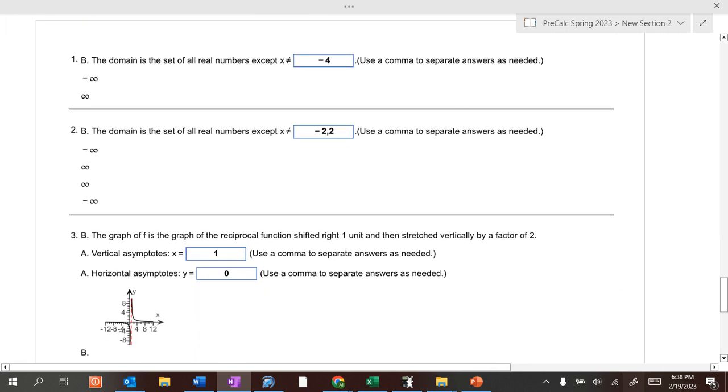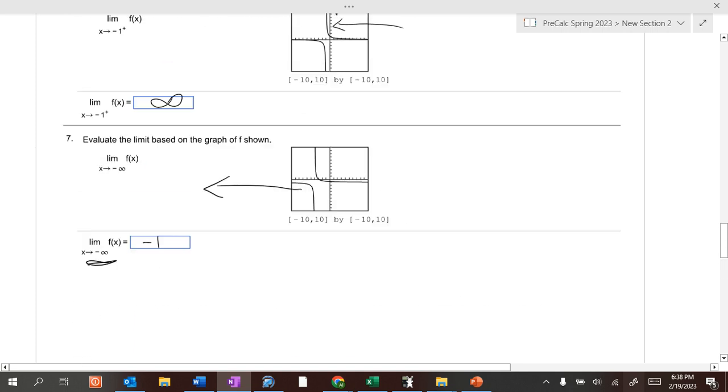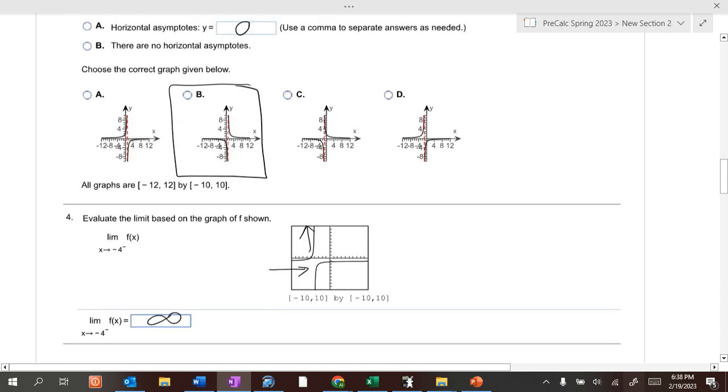So that's the basics of how you do your assignment. And there's the answers. But yeah, that's the basics.